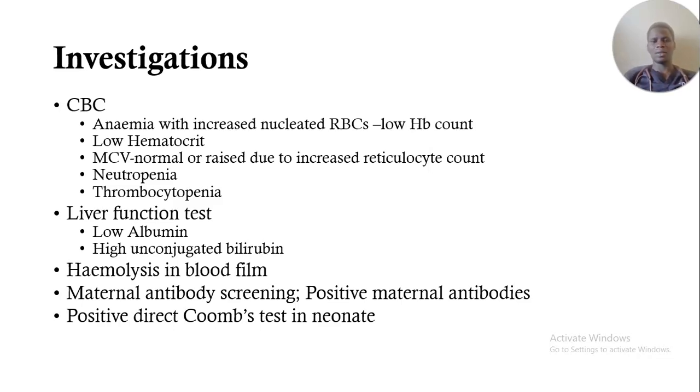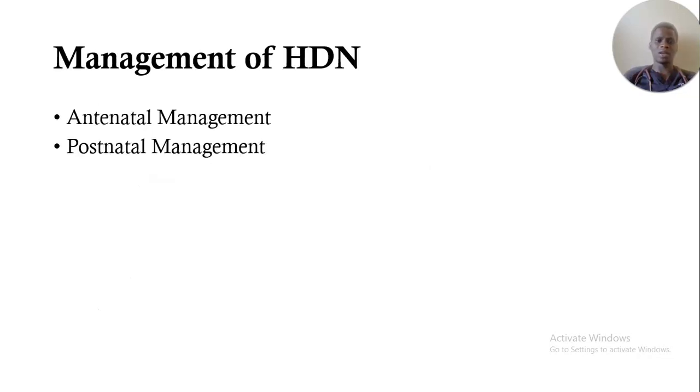And liver function tests, since the liver is one of the organs affected, you'll have low albumin, unconjugated bilirubin. Hemolysis in the blood film due to this destruction of the red blood cell by the IgG, very common. And then others, you can do maternal antibody screening, where you will find positive maternal antibodies. Positive direct Coombs test in the neonate. It's one of the confirmatory tests which you will have in these scenarios.